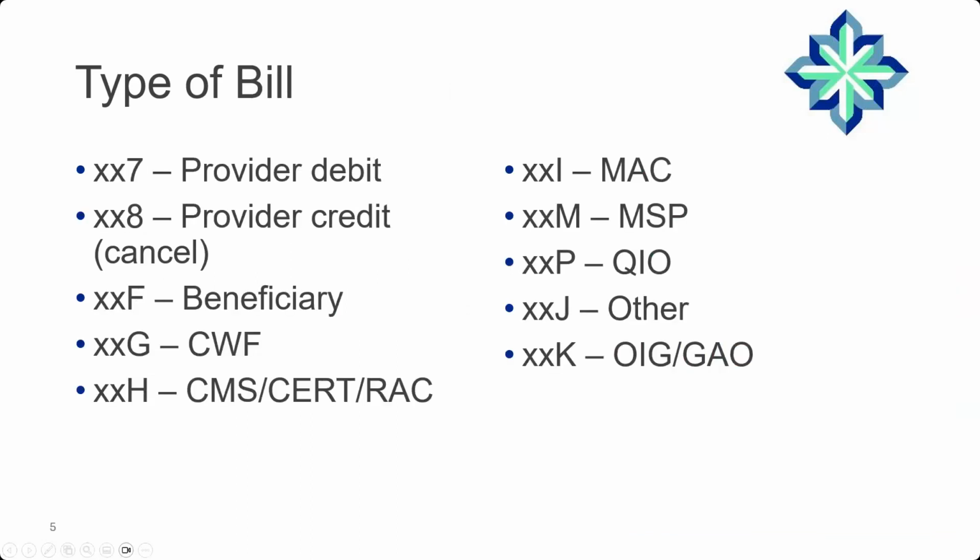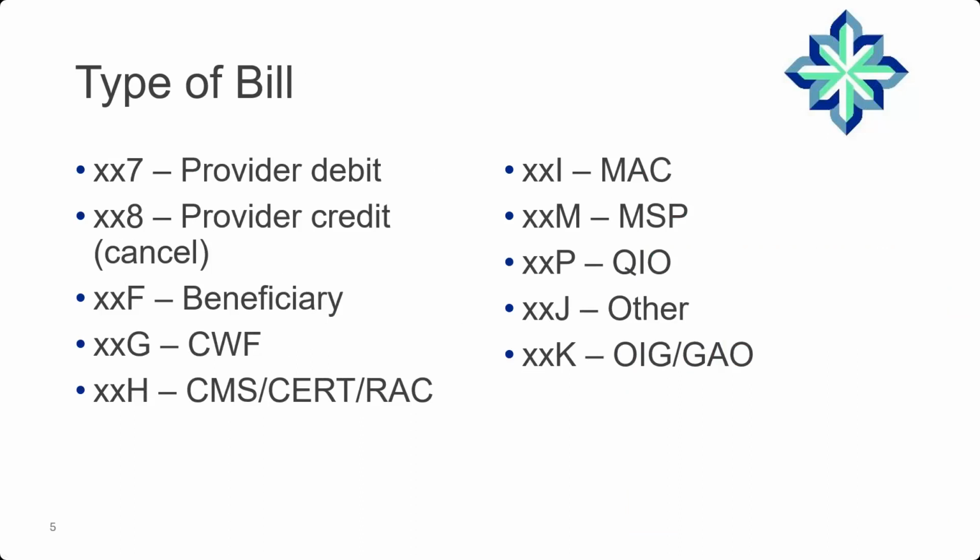Now, types of bills can provide us with a lot of information. The first digit tells us what type of facility is submitting the claim. We can quickly determine if the claim is from a hospital, a skilled nursing facility, or a clinic. The second digit can tell us things such as if the patient is in an inpatient stay or if they're receiving services as an outpatient.